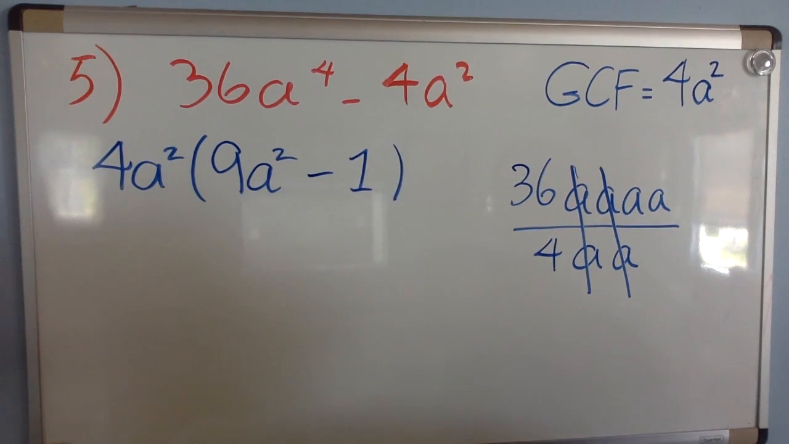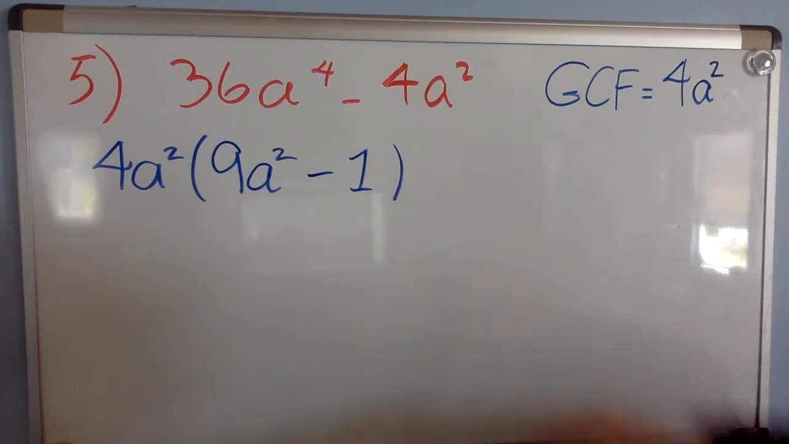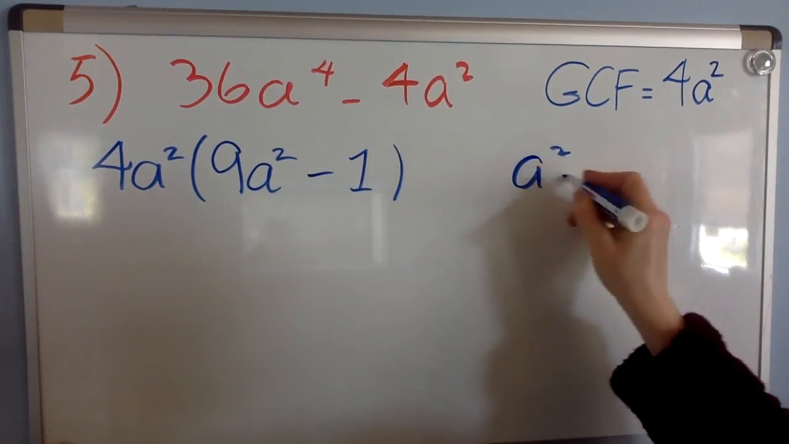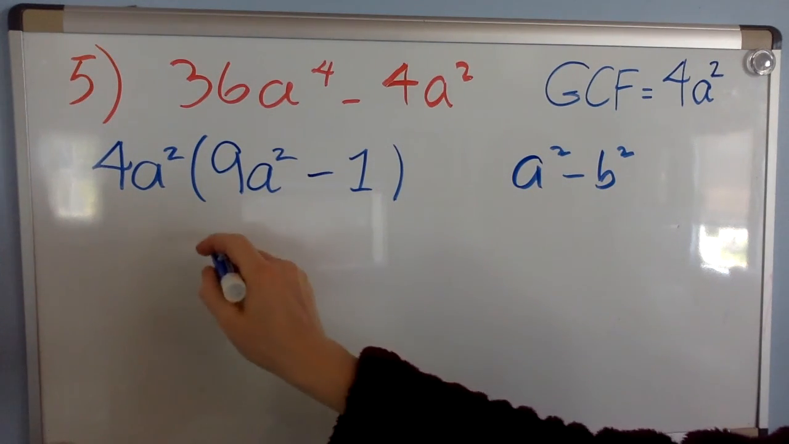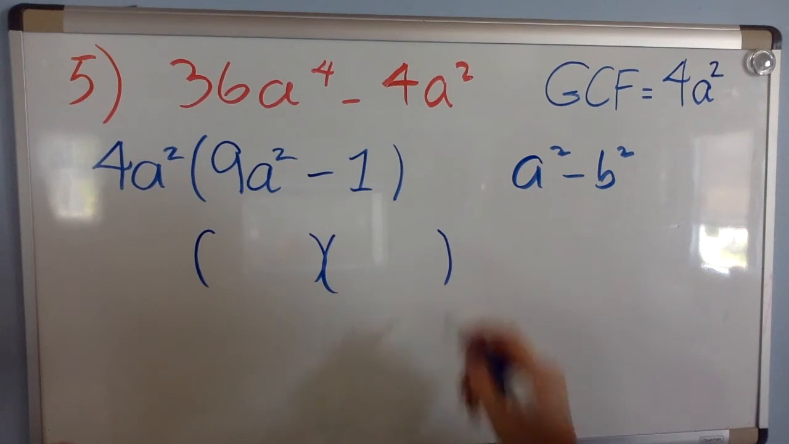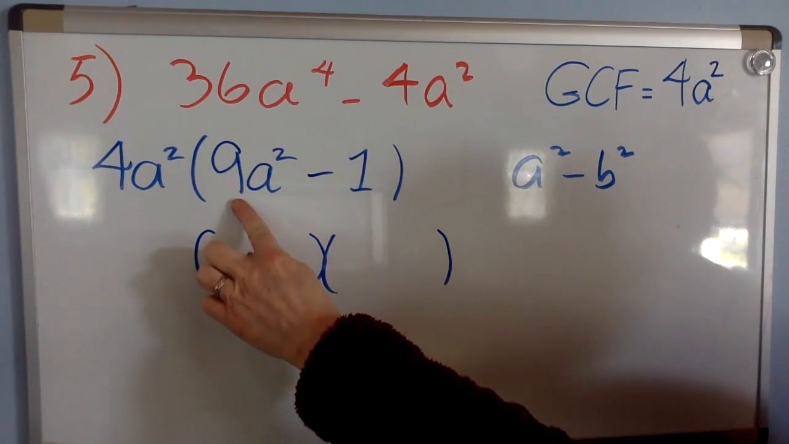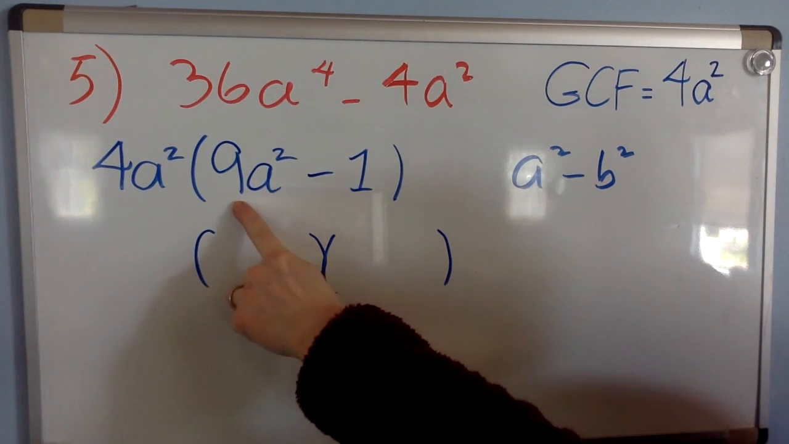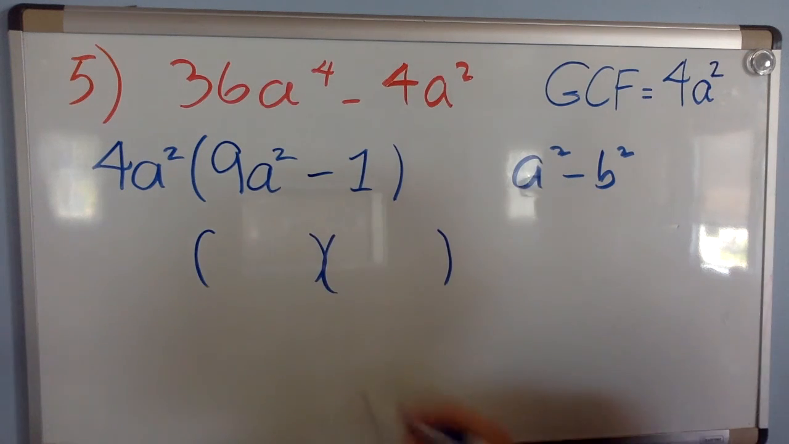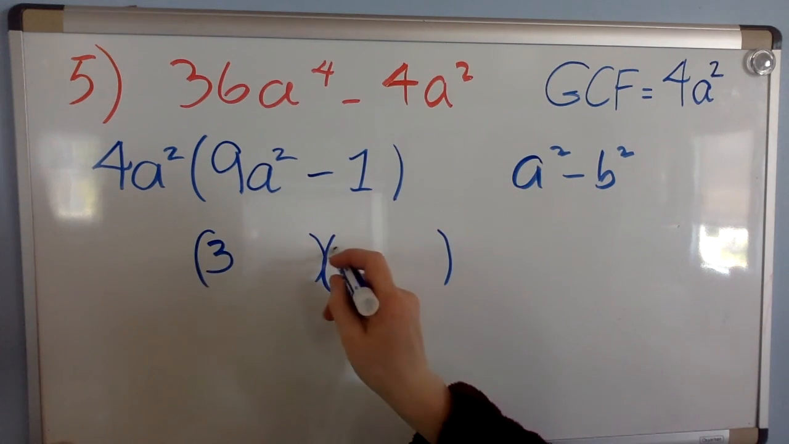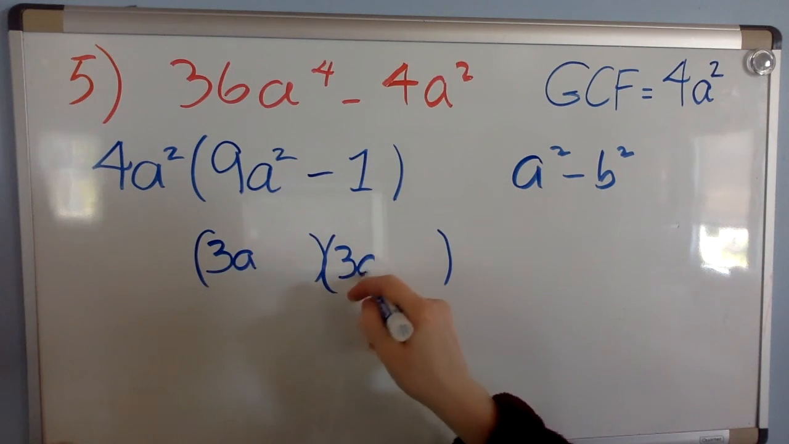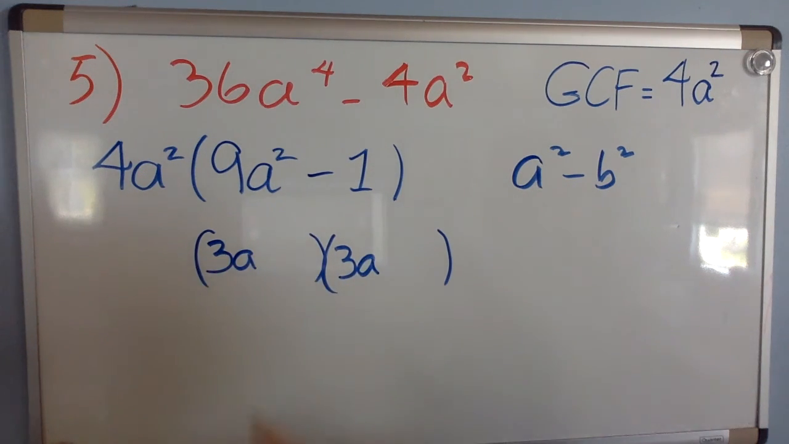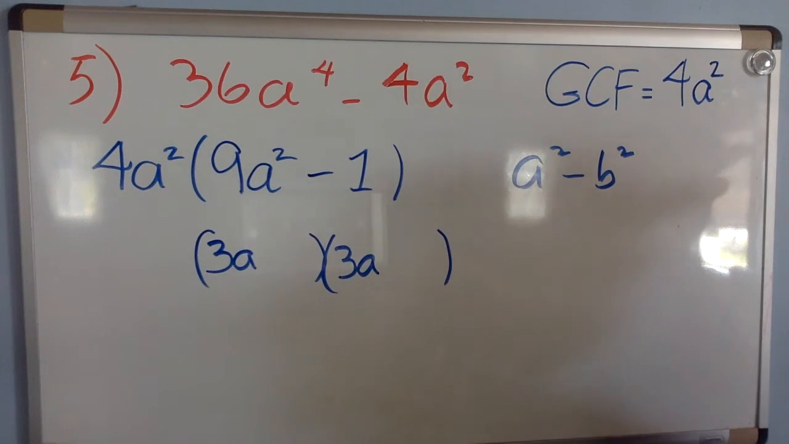I don't know if you noticed it, but this is also the difference of 2 perfect squares. So I'm going to have a squared minus b squared. And I have to figure out what got multiplied. I know I'm going to break this up into 2 sets of parentheses. What got multiplied by itself to give me 9a squared? Well, 3 times 3 would give me the 9. And a times a would give me a squared. So 3a times 3a will give me the 9a squared.